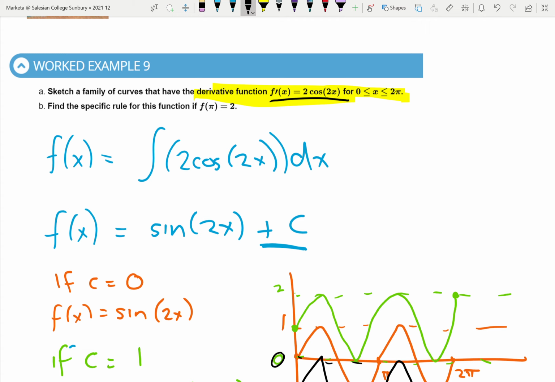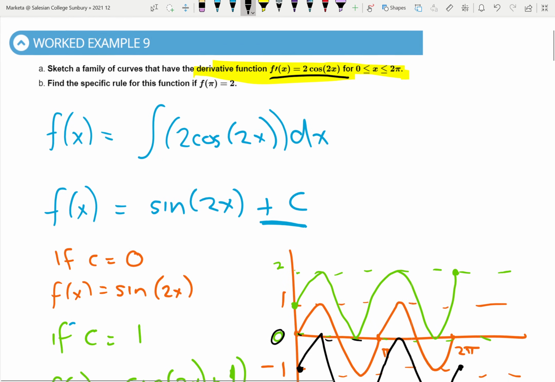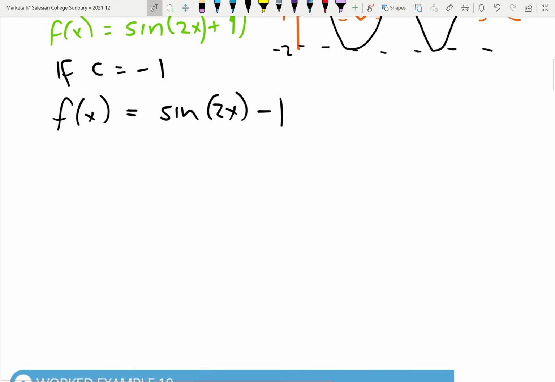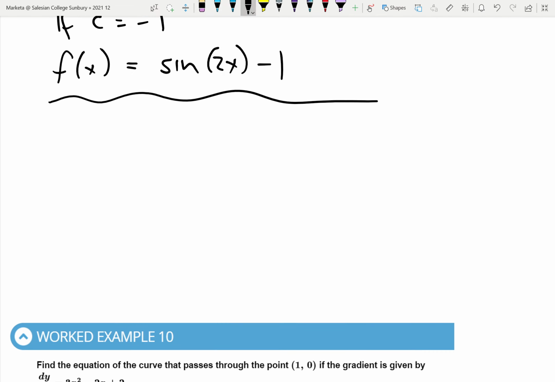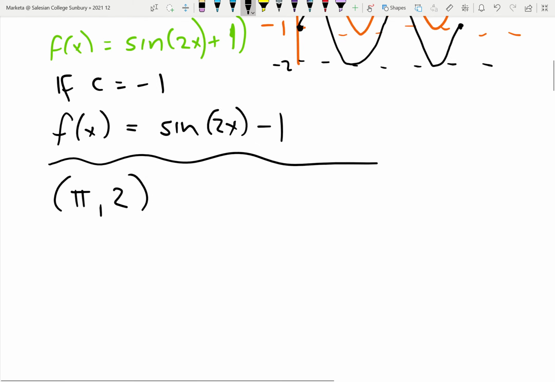So again, just note that you don't know what the c value is, so you could have any value of c. So now they ask us to find the specific rule if f of pi equals 2. Well, that's just where we have a point of pi and 2. So we can just sub that in.